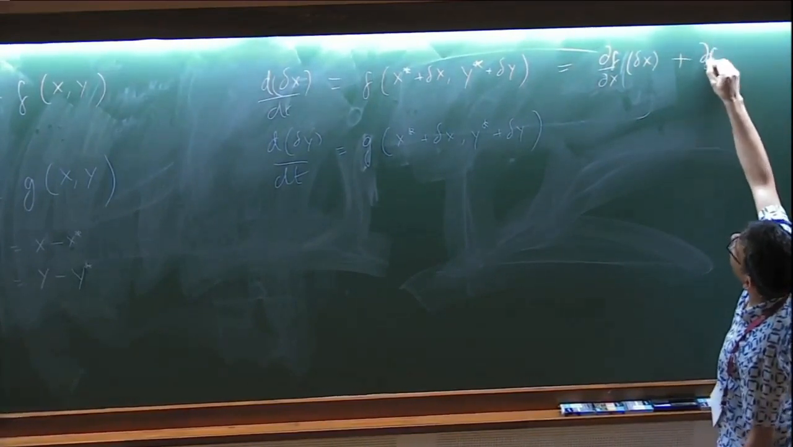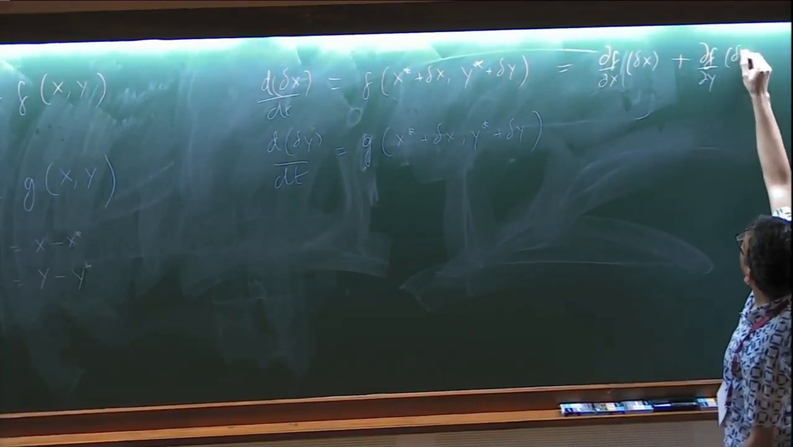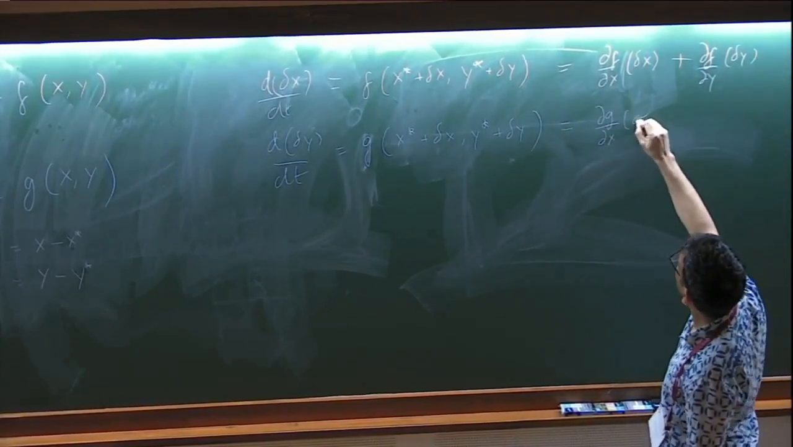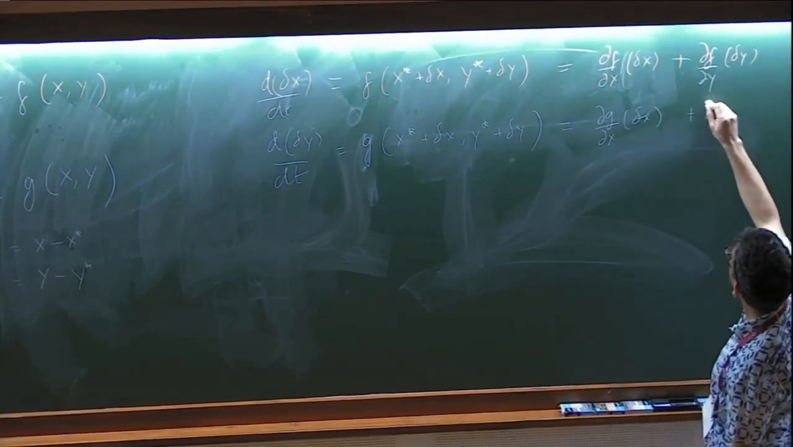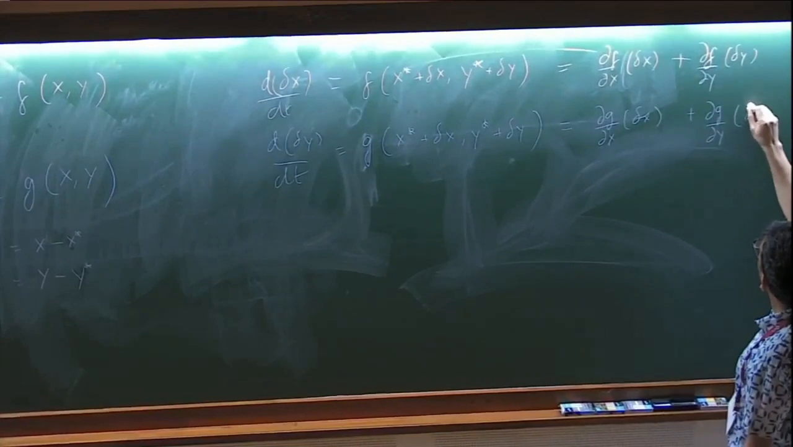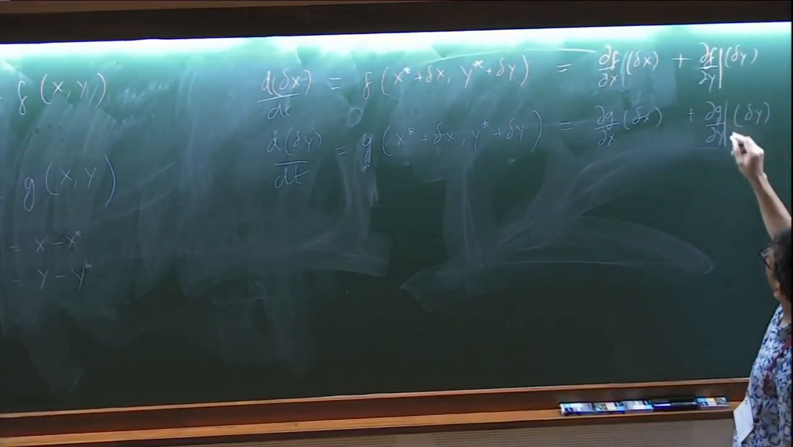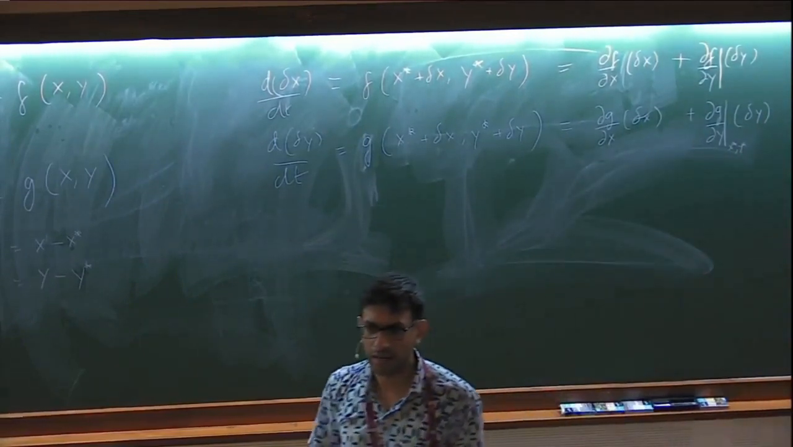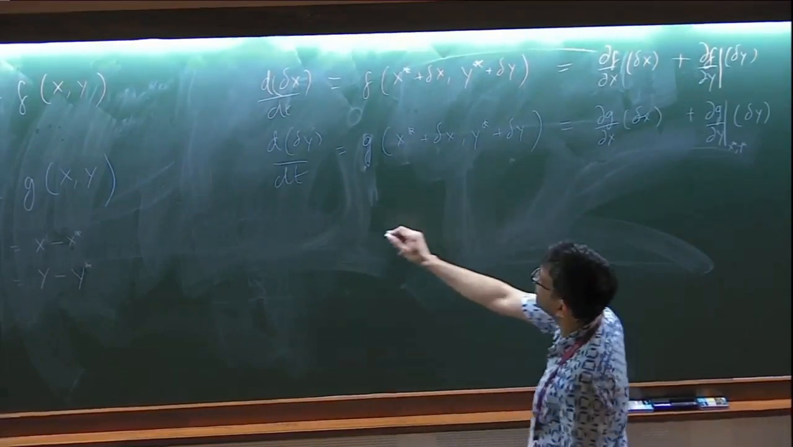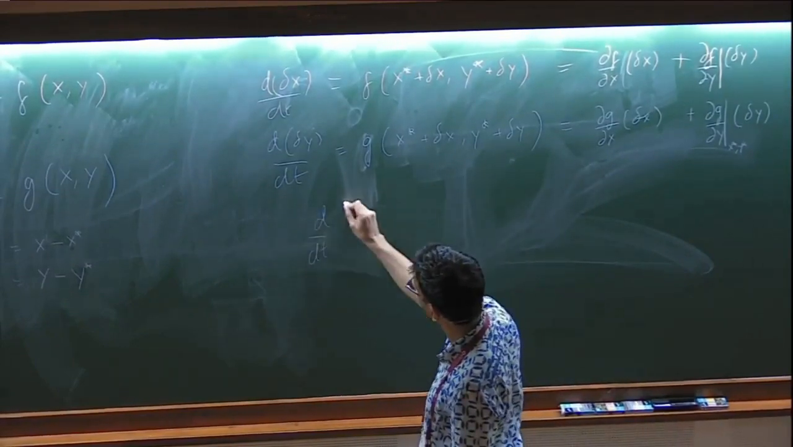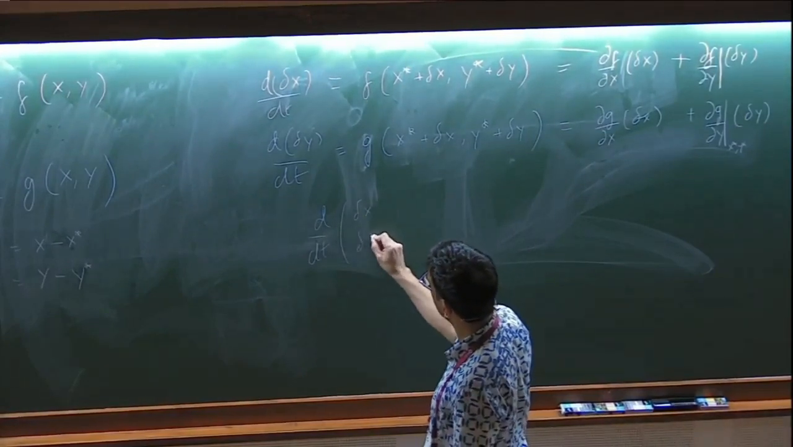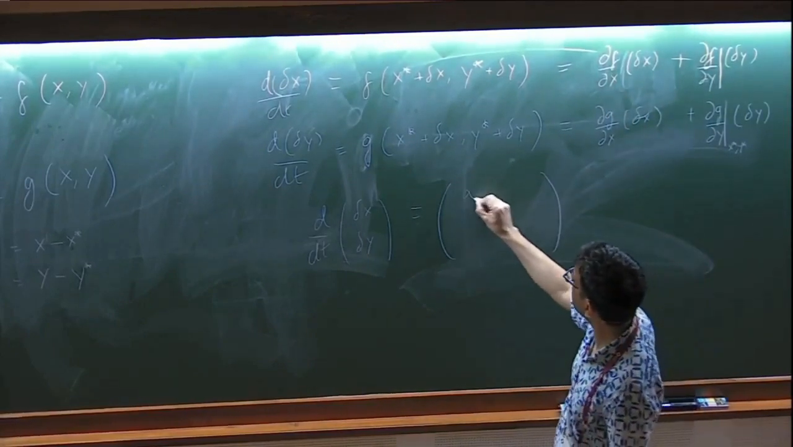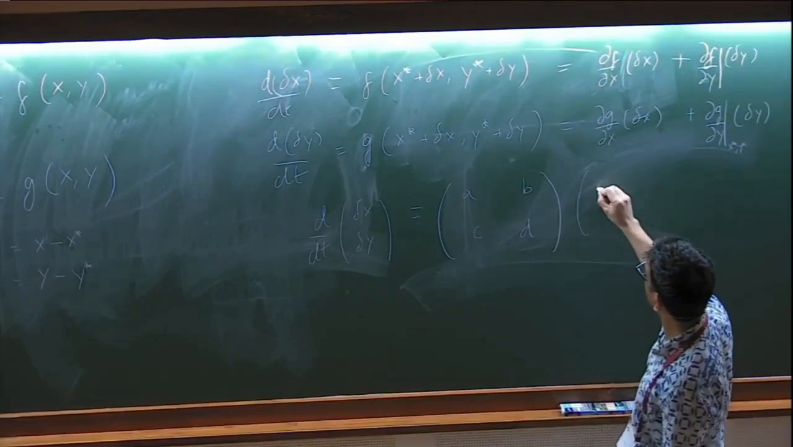Plus df by dy delta y, and this can be written as dg by dx delta x plus dg by dy delta y. And all these derivatives are evaluated at the fixed point. So you can write this as a linear system. And in a linear system, this whole thing can be written very neatly in a matrix form. Delta x, delta y is some matrix which has all these 4 elements, so some A, B, C, D, times delta x, delta y.